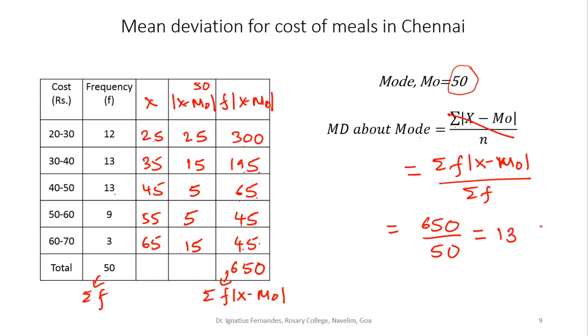The mean deviation about median and mean was 10.4, because the mean and the median were the same for this data set. This is how we calculate mean deviation about mean, about median, and about mode, depending on whether the data is ungrouped or grouped.